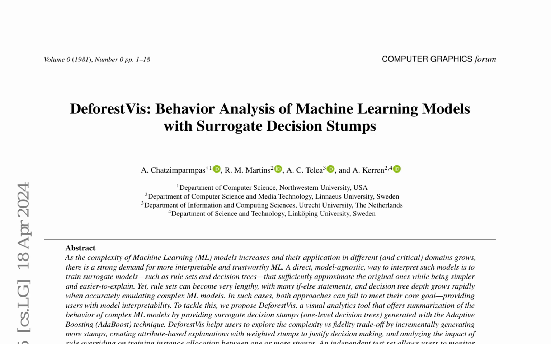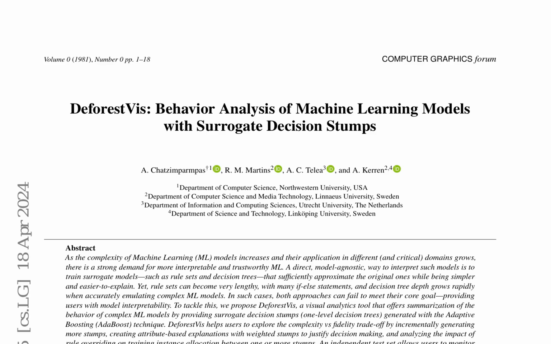Overall, DeforestVis offers a novel approach to visualizing and interpreting complex machine learning models, providing users with intuitive and interactive tools to explore the behavior of decision forests. By leveraging surrogate decision stumps, this tool has the potential to significantly improve our understanding of machine learning models and enhance decision-making processes in various domains.